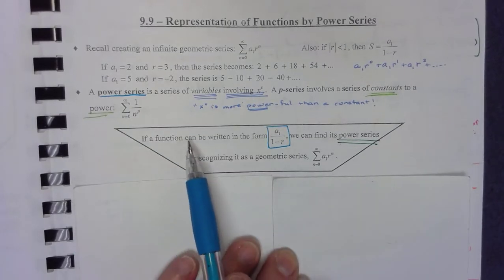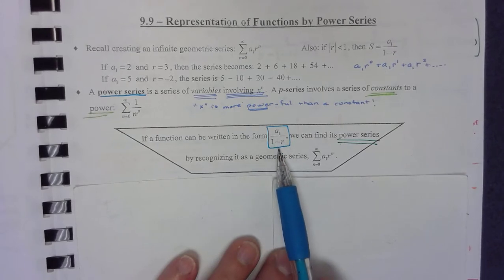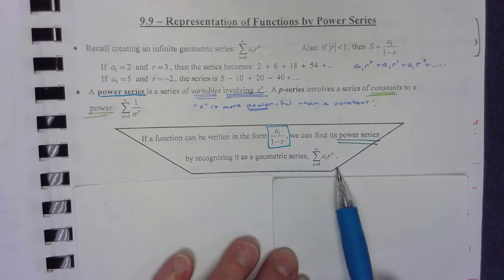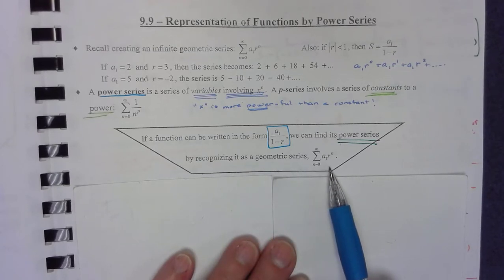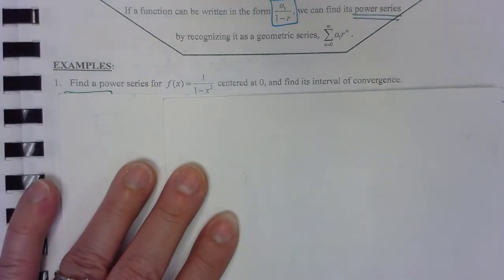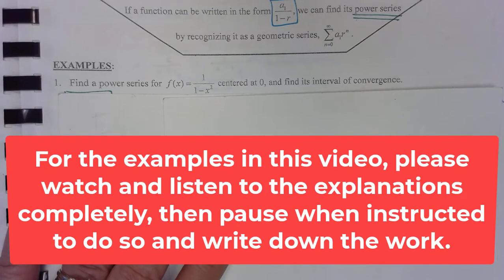If a function can be written in the form a1 over 1 minus r, we can find its power series by recognizing it as a geometric series of the form the sum from n equals 0 to infinity of a1 times r to the n. Okay, for these examples, again, as I ask each time, let me explain it, and then at the end of it, I'll give you time to write it down.